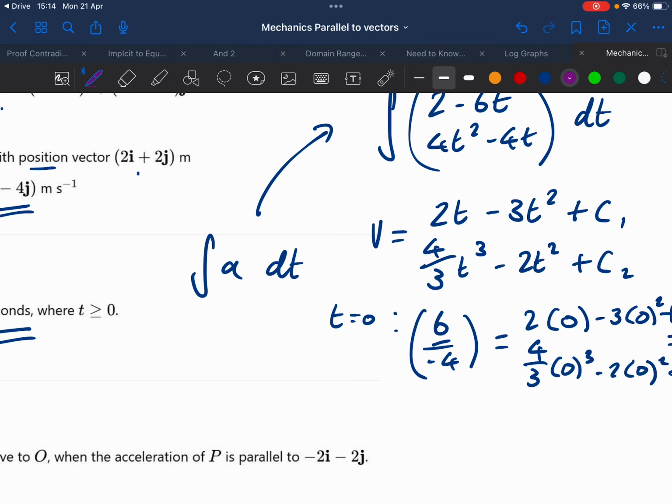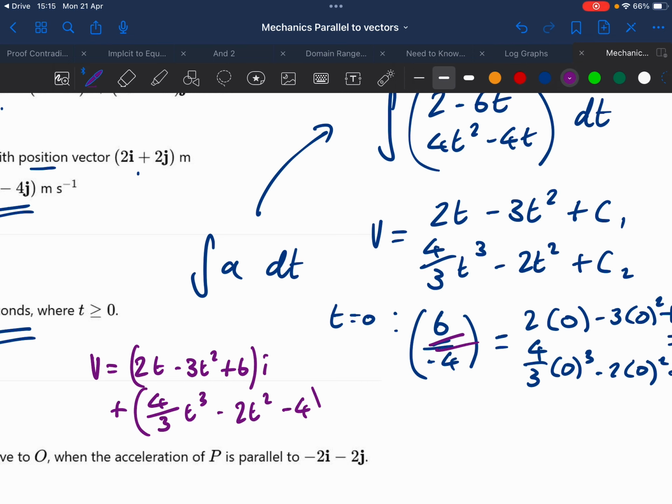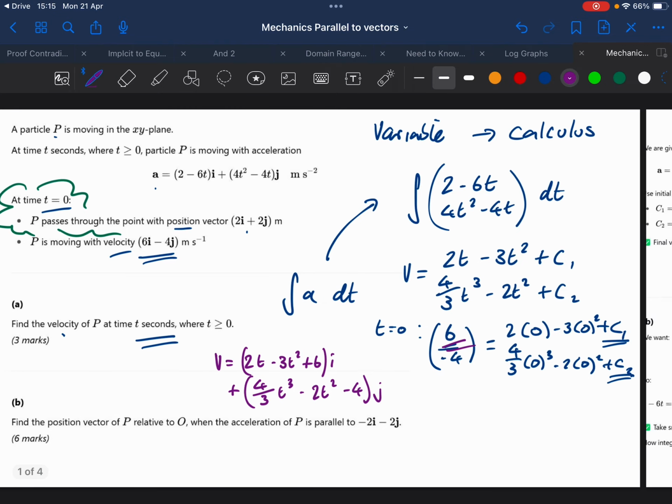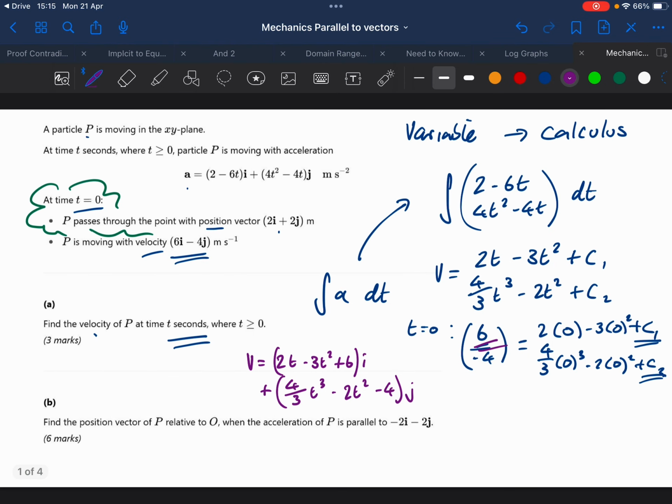So let's write this nice and neatly now. The velocity equals 2t minus 3t squared plus 6, that was the c value that we just found, so that's the i part. The j part is going to be 4/3 t cubed minus 2t squared minus 4. So that's pretty standard, the first part. The bit that we're a bit more interested in is how we would answer a question like the following.